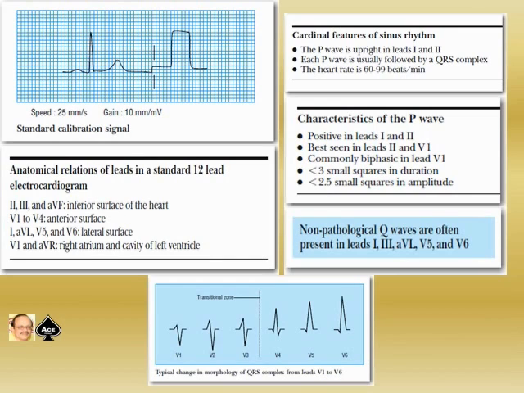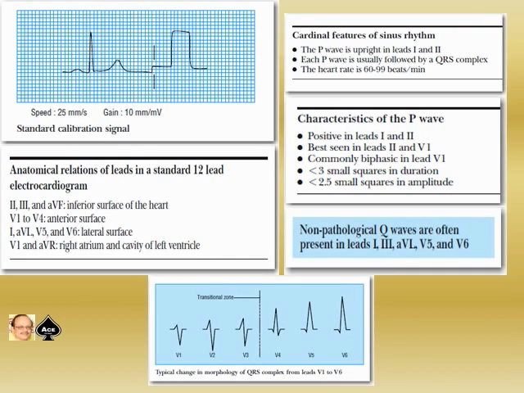Anatomical relations of leads in a standard 12 lead electrocardiogram: 2, 3 and AVF are related to the inferior surface of the heart. V1, V2, V3 and V4 are facing the anterior surface. Lead 1, AVL, V5 and V6 represent the lateral surface. V1 and AVR show the right atrium and cavity of the left ventricle.